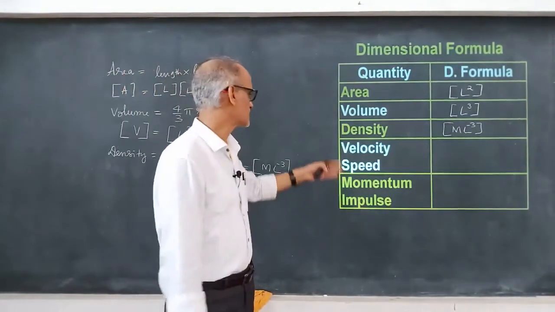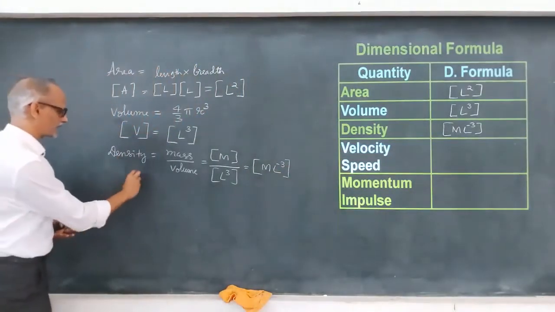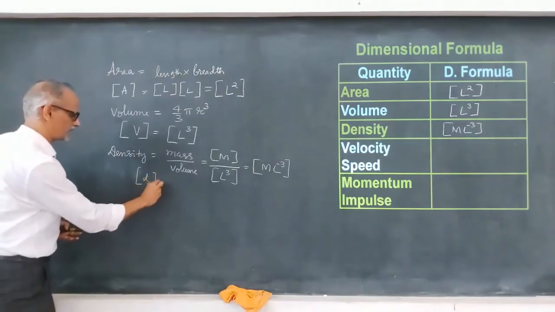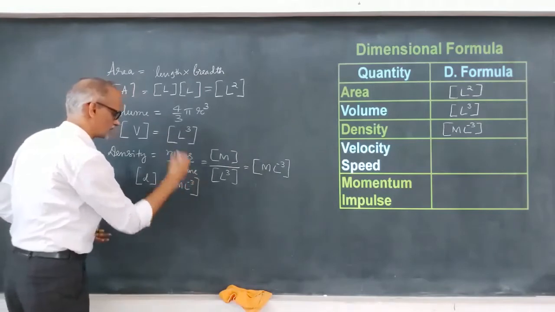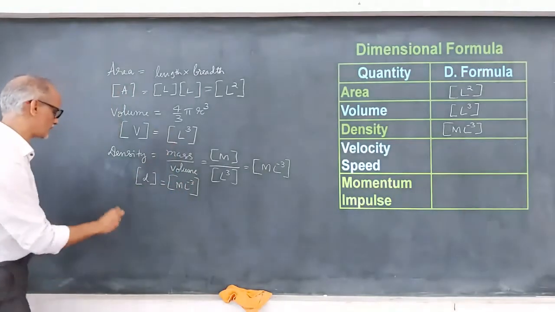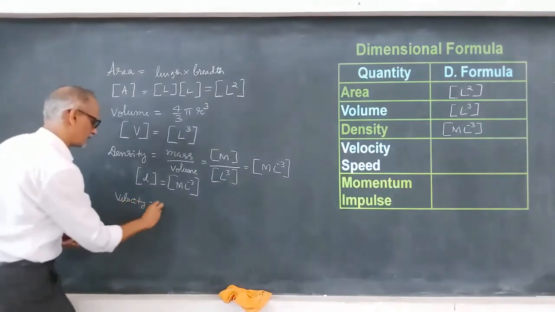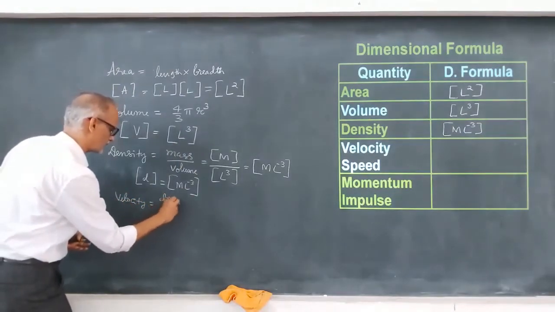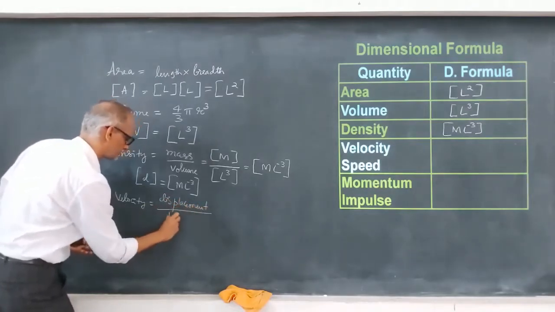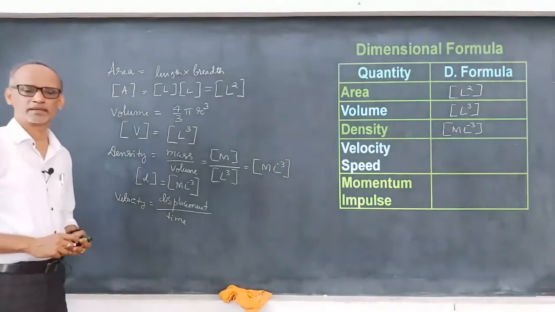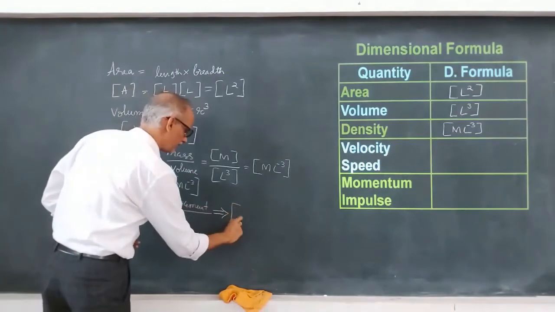So I'm going to start with velocity. And by the way, here density I can write like this, with the symbol d. D is equal to ML to the power minus 3. Now I'm going to write velocity. What is velocity equal to? Velocity is equal to the ratio of displacement divided by the time taken, correct? Displacement by the time taken. Velocity symbol I will write as V.